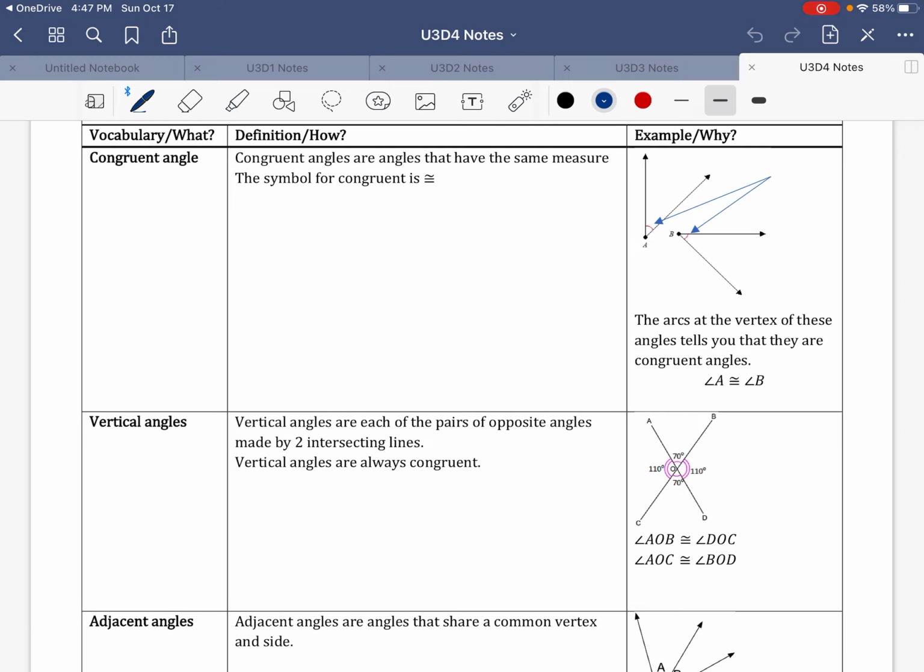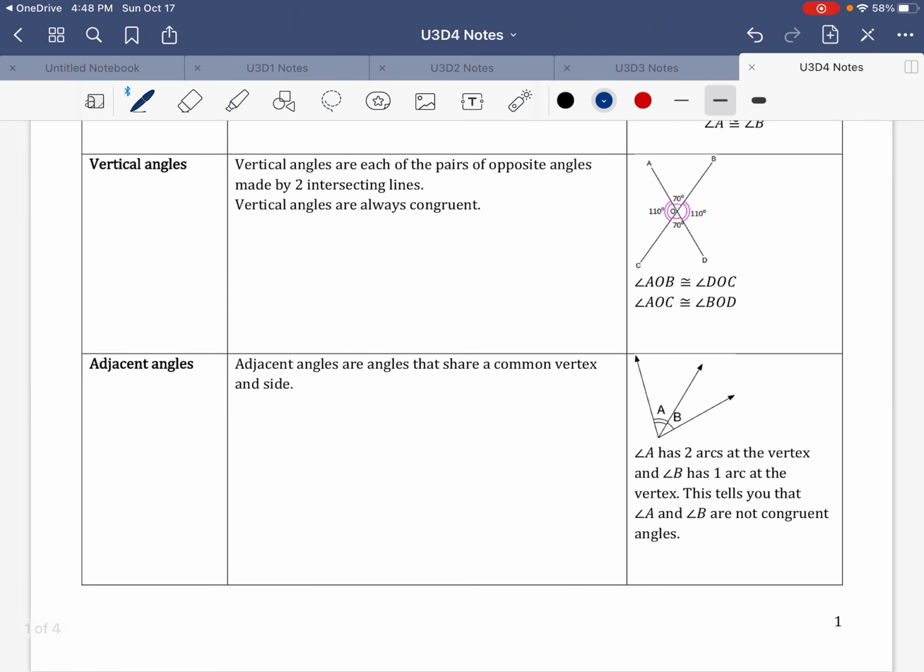In this unit, we're going to talk a lot about congruent angles. When we talk about congruent angles, they're talking about angles that have the same measure. And we use a very special symbol that has a squiggly line and an equal sign right below it. That symbol means congruent. It means those angle measures are the same. When you're looking at a diagram, the arcs at the vertexes of the angles tell you that they are congruent. So looking at that image, we can say that angle A is congruent to angle B.